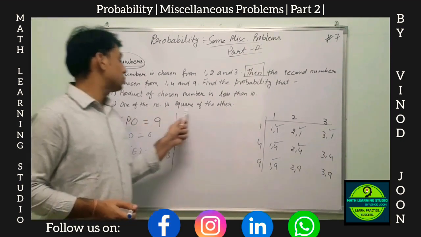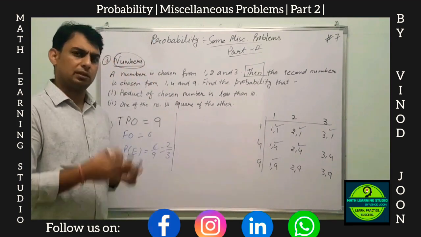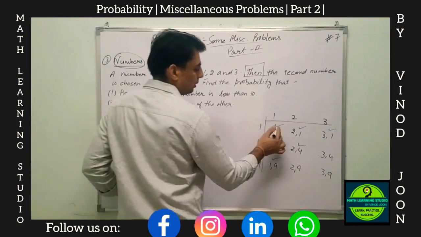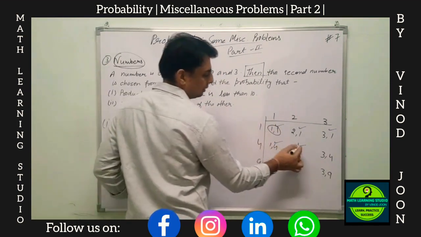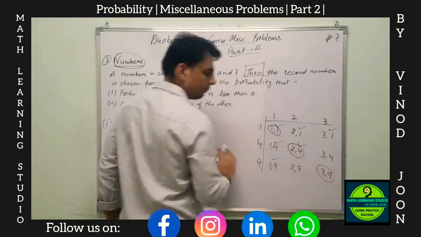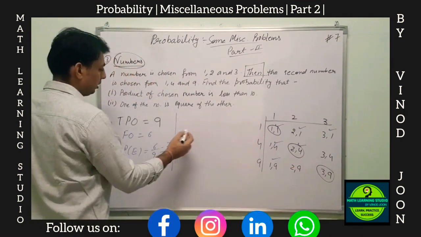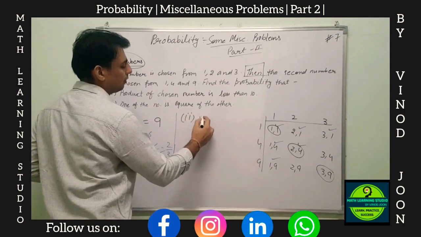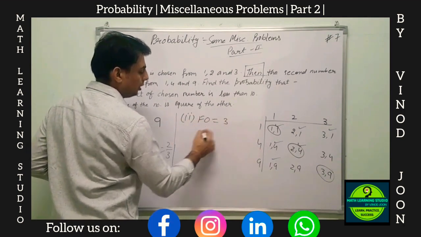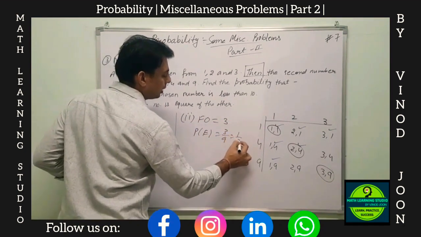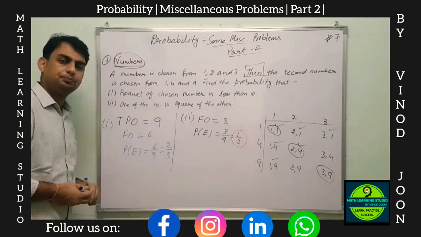The second is: one of the numbers is the square of the other. So this is yes in our favor, then this will be, and this will be. Rest all will not be in favor. So only 3. For the second condition, the favorable outcomes are 3 and the probability of this event becomes 3 by 9. That means 1 by 3.